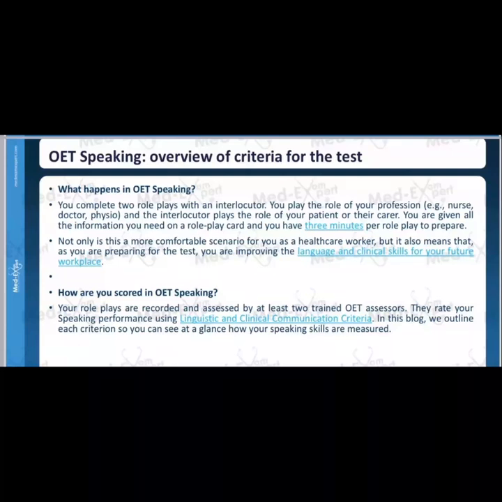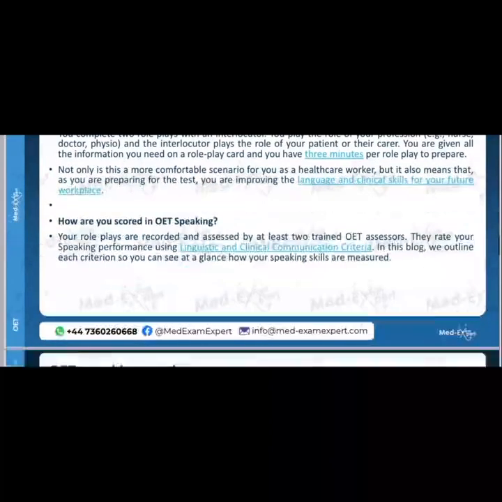You are given all the information you need on a role play card, and you have 3 minutes per role play to prepare. Not only is this a more comfortable scenario for you as a healthcare worker, but it also means that as you are preparing for the test, you are improving the language and clinical skills for your future workplace. And how are you scored in OET speaking?